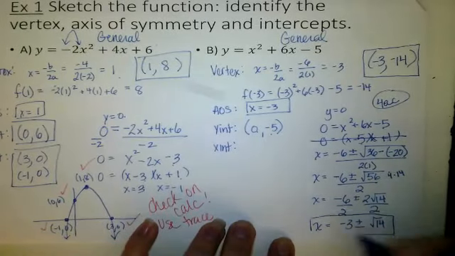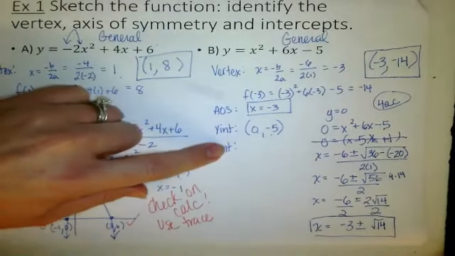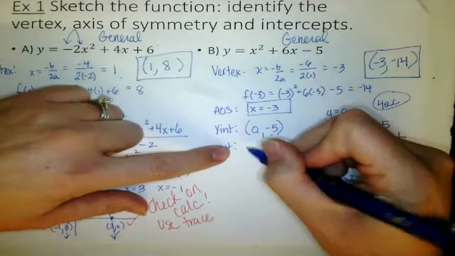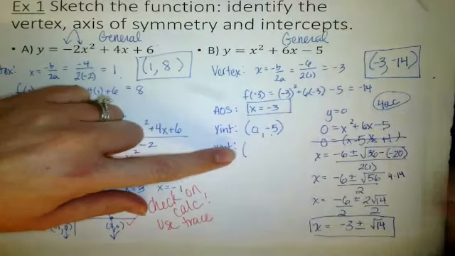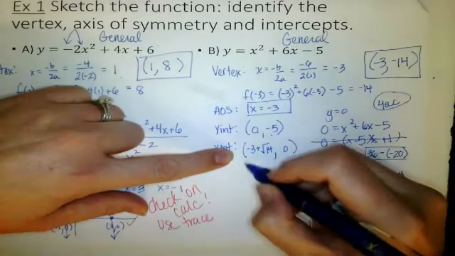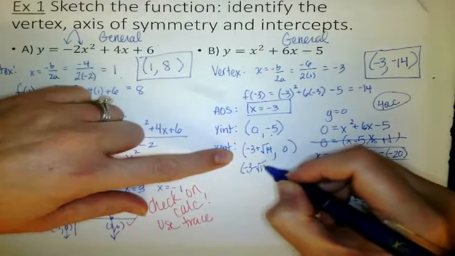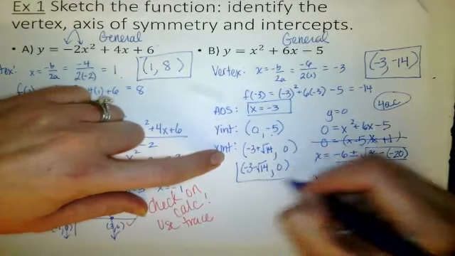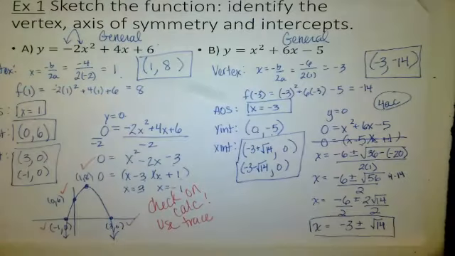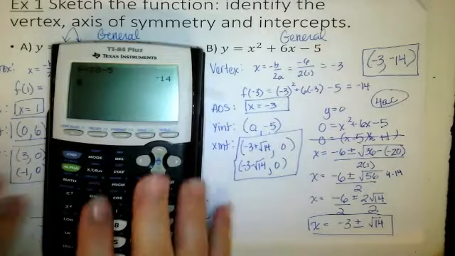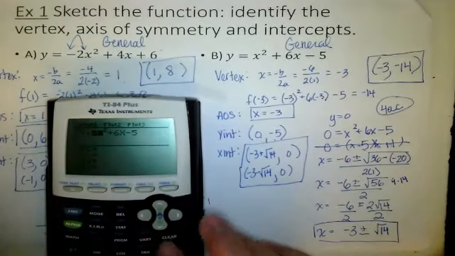So those are your x-intercepts. I'm going to split it up just so I can check on my calculator. One x value is -3 plus radical 14 and a 0 for y. And the other one is -3 minus radical 14 and a 0 for y. I'm not going to graph this one mostly due to space, but I am going to do it on my calculator. So you would have to sketch it.